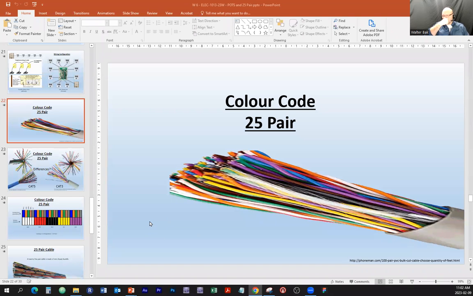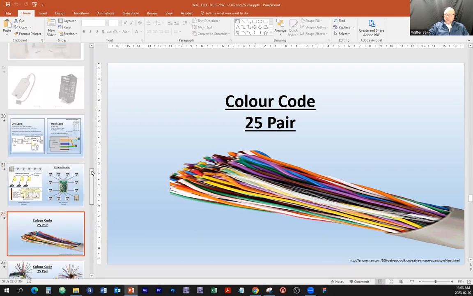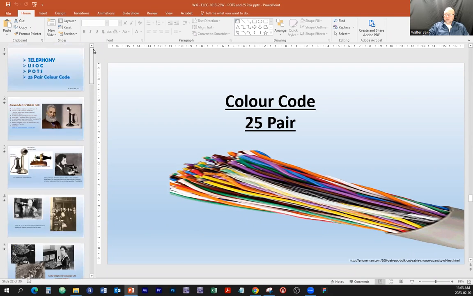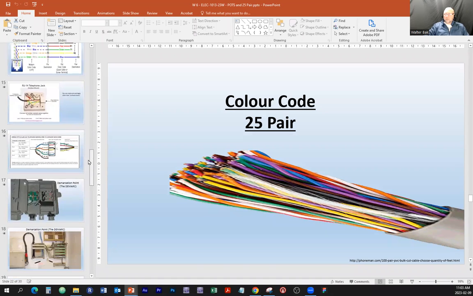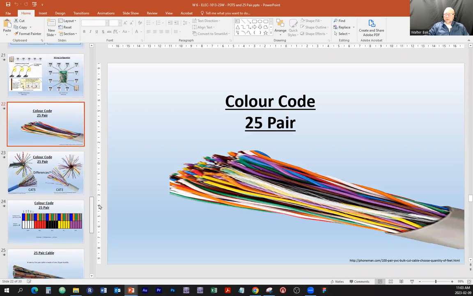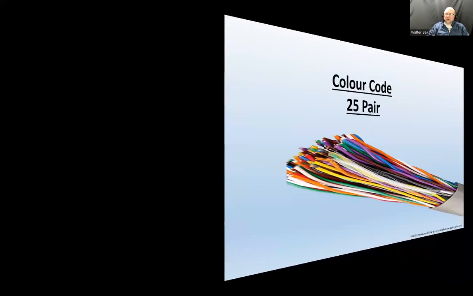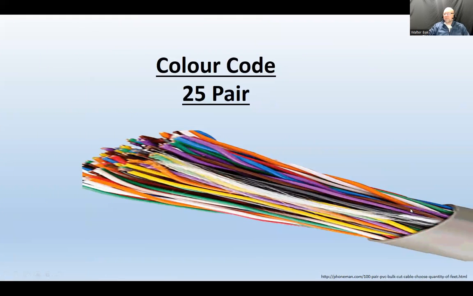Okay, so last time we saw each other in person, we talked about telephony, and we talked about the terminology that has to do with the USOC, Universal Service Ordering Code, or POTS, plain old telephone service. We are going to continue this class online today, and we're going to talk about the 25 pair color code.